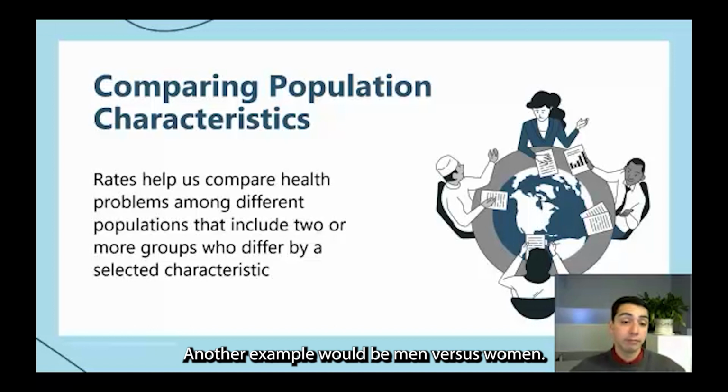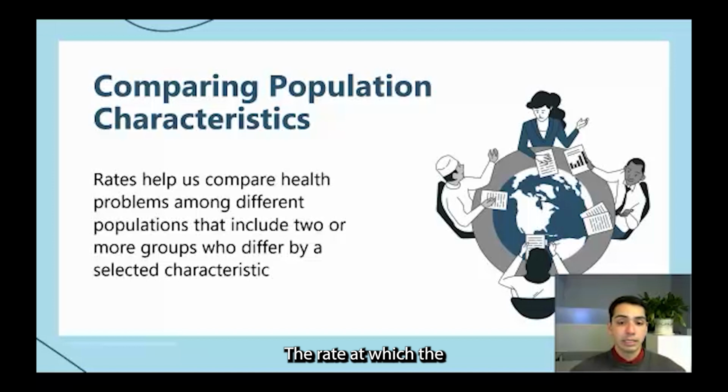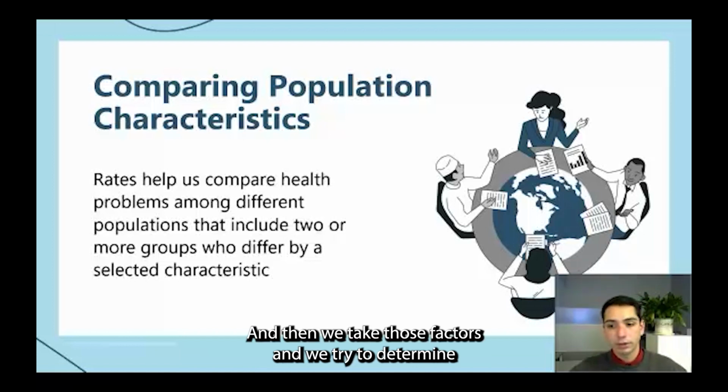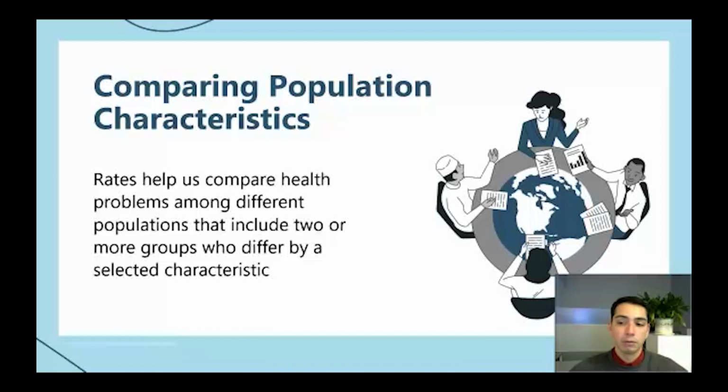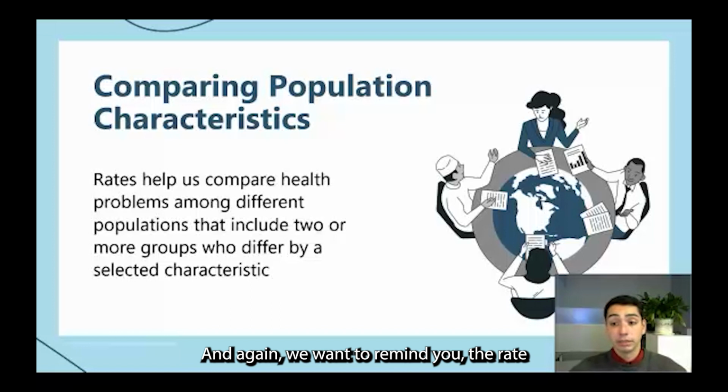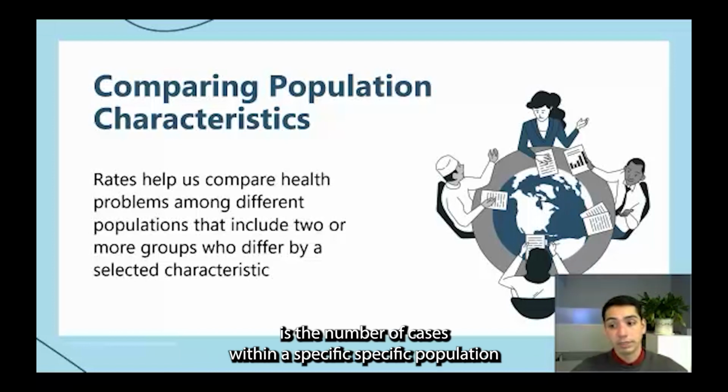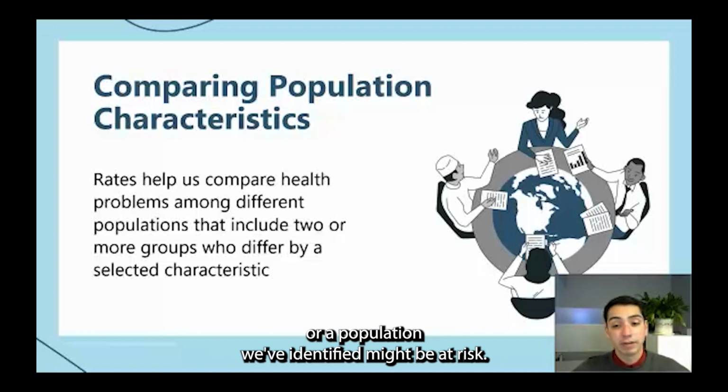Another example would be men versus women, the rate at which the men versus women drive drunk. You know, what factors make up a particular outcome or disease, and then we take those factors and we try to determine what action we would want to take. And again, we want to remind you, the rate is the number of cases within a specific population, or a population we've identified might be at risk.